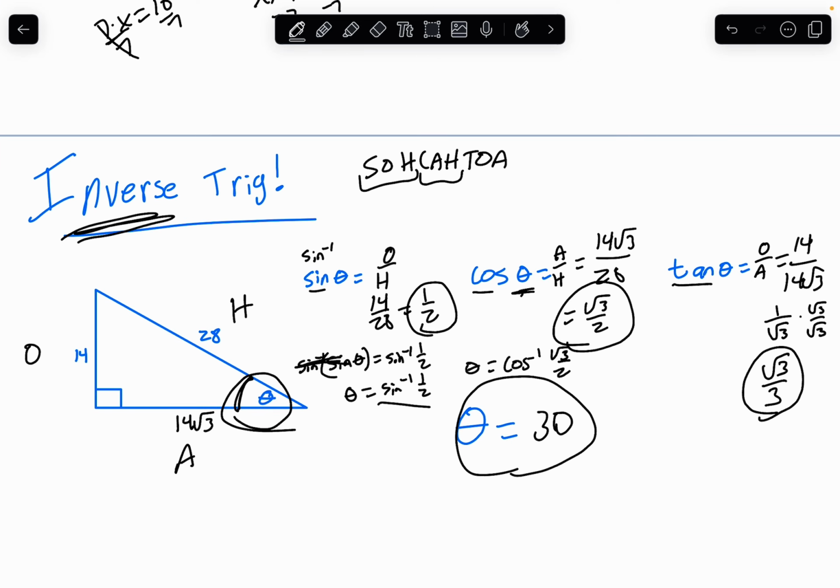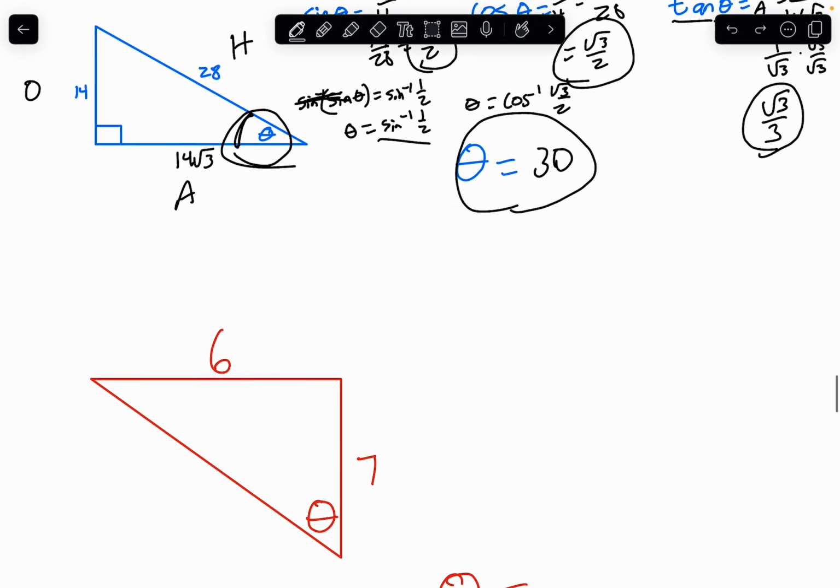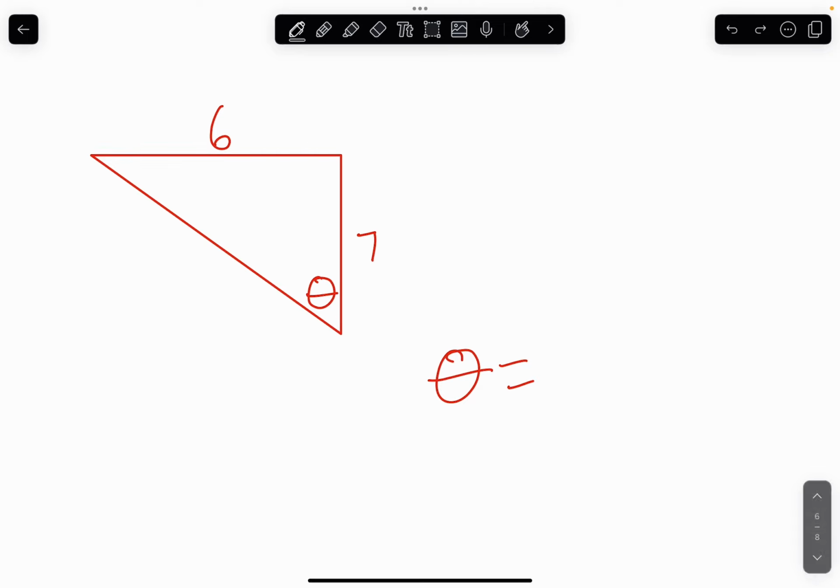Weren't there 3 ratios that all use theta? Tan, sine, and cosine. If I do inverse tangent of root 3 over 3, I will also get 30. It doesn't matter which one you type in, you're going to get 30 all 3 times. Okay, so let's do another one. We're not going to do all of that work this time, but we're going to set this up.